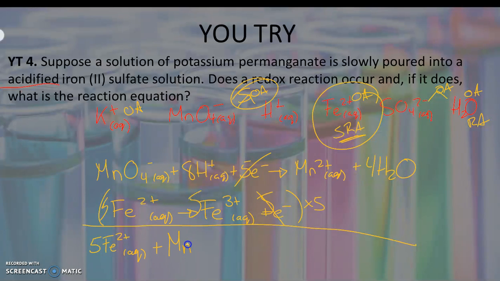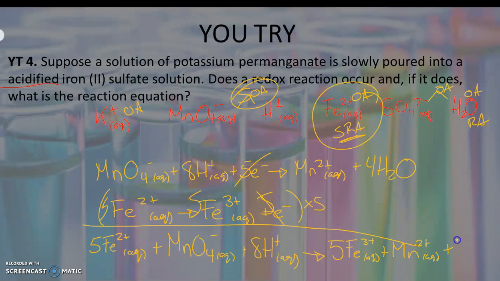reacting with MnO4 negative aqueous, 8 hydrogens aqueous. What did I mess up on that? Okay, producing Fe3 plus aqueous, Mn2 plus aqueous, and 4 waters. And so that was really similar to that quiz. H2O is always written as liquid, right? Yes, yeah.